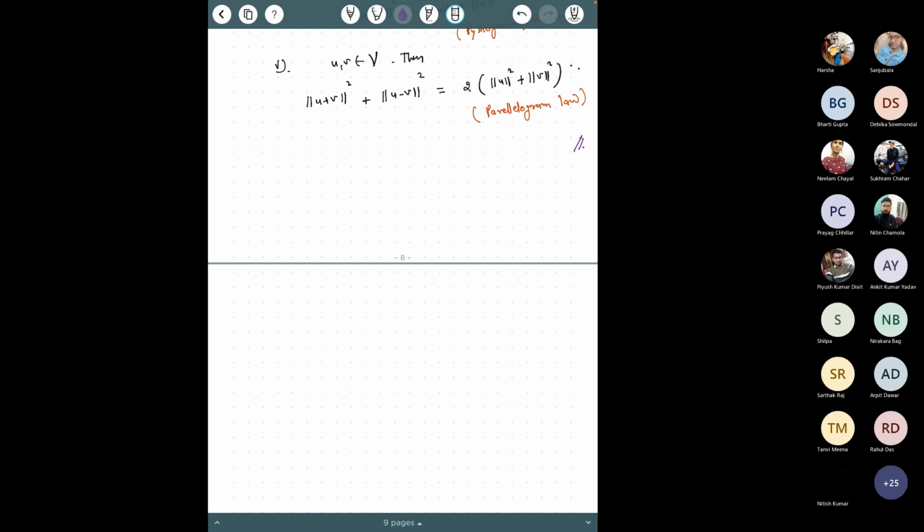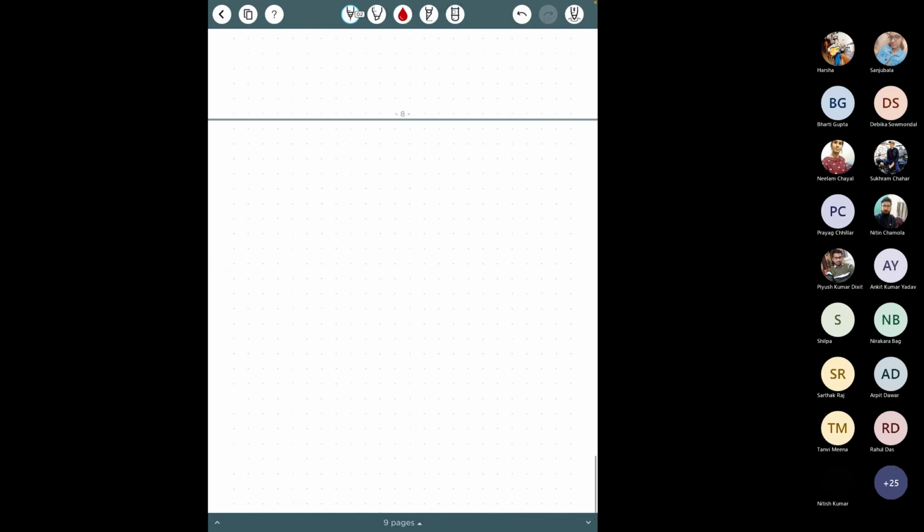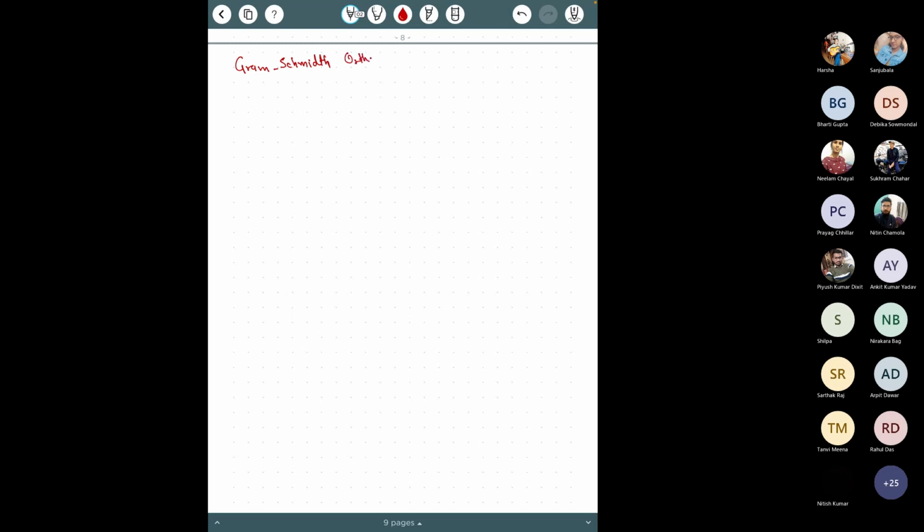The proof of this result will also give you a way to generate an orthonormal or orthogonal set, depending on what you want, from a given linearly independent set of vectors. All right, so let us first state this result, understand the statement first, and then look at the proof. Let me write this on this new page. So it is called the Gram-Schmidt orthogonalization process.